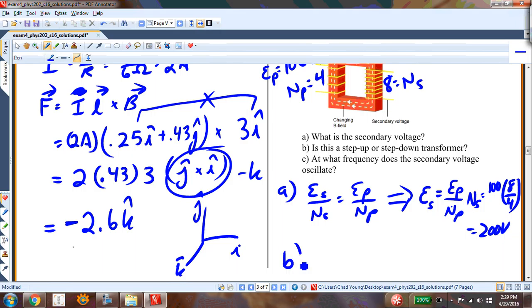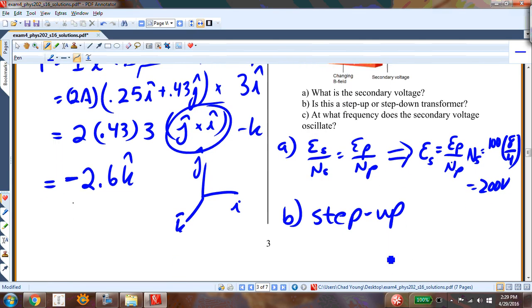Is this step up or step down? Well, I'm going from 100 to 200, so that is a step up transformer. And then, at what frequency does the secondary voltage oscillate? It oscillates at the same frequency as the primary voltage, at 60 hertz.